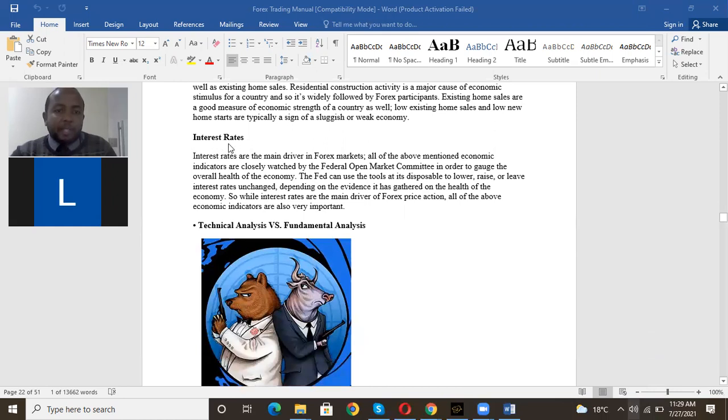Then we have interest rates. This is what we'll be looking at. After inflation, where I've explained about purchasing power going down over a period of time and prices of goods and services rising, interest rates now are the main driver in the forex markets. These are what define what we do every day. All of the above mentioned indicators are closely watched by the Federal Open Market Committee in order to gauge the overall health of the economy.